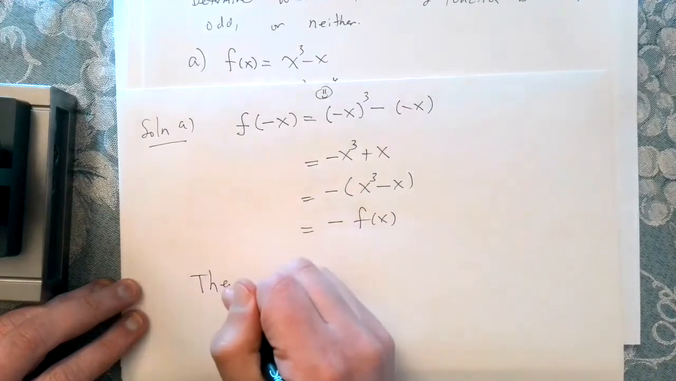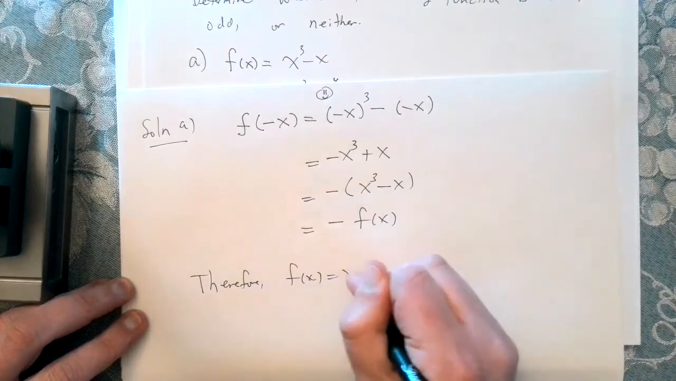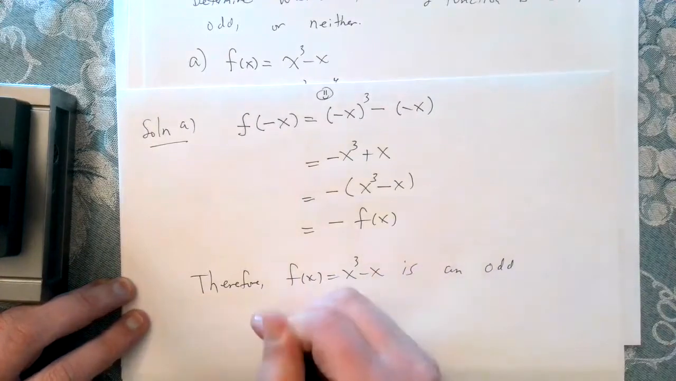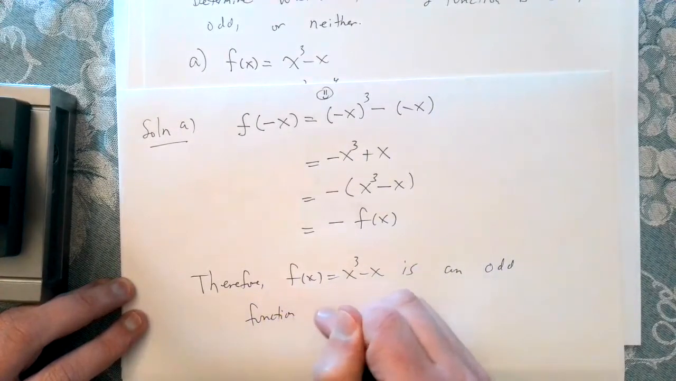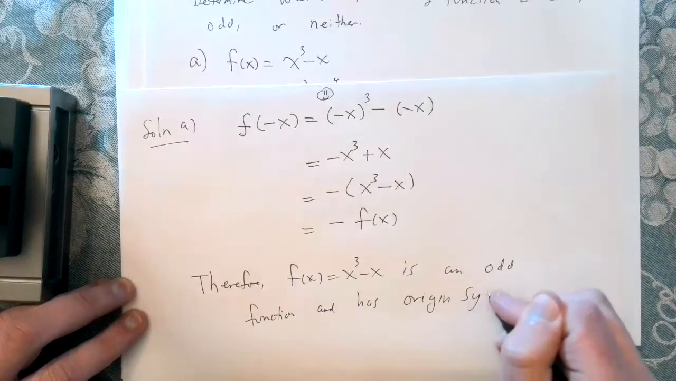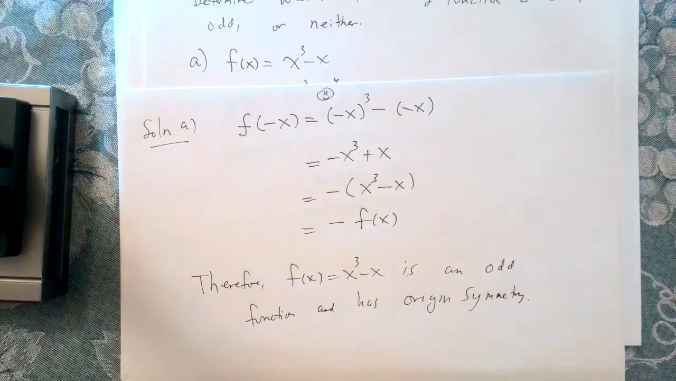So I'll say, well, therefore, f of x equals x cubed minus x is an odd function and has origin symmetry. So you can see how this is quite powerful because I get strong symmetry insight without having to graph this. I mean, some of these would be very, very difficult to graph for now, and algebraically I can determine whether this has a type of symmetry or not. It's really, really nice.